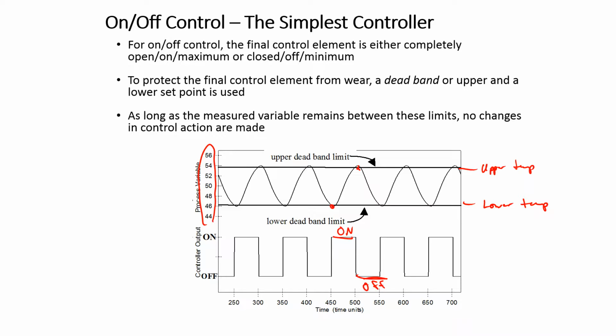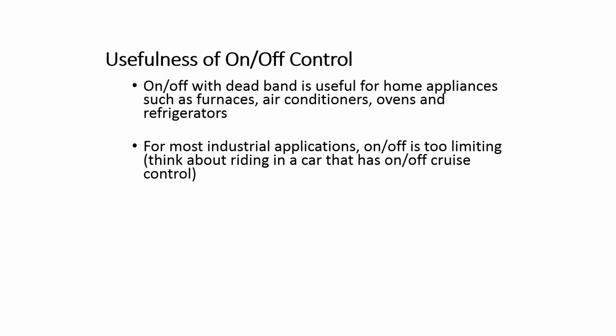Okay, and if you don't have this band, if let's say you had a temperature band like this, then you might be going on and off, on and off, repeatedly, and perhaps wear out your heater, your furnace, due to thermal cycling. So you may want to have somewhat of a band here for this on-off control. Okay, so let's see, it might be used, for example, in home appliances, furnaces, air conditioners, ovens, refrigerators, where you have just basically one level for the on control and then off as well.